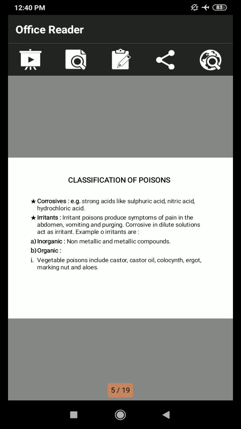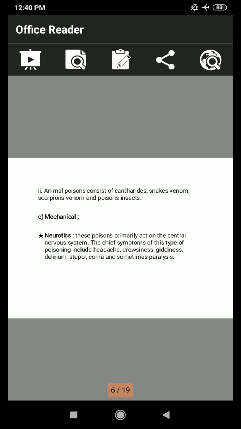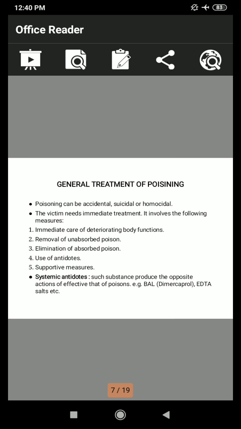Now I will start the remaining part of this chapter, that is the general treatment of poisoning. Poisons in relatively small amounts may cause structural damage or functional disturbance in the body, and poisoning can be accidental, suicidal, or homicidal. The victim needs immediate treatment.